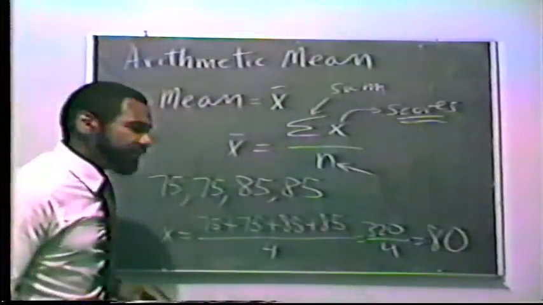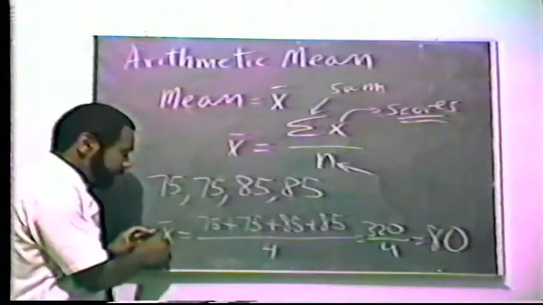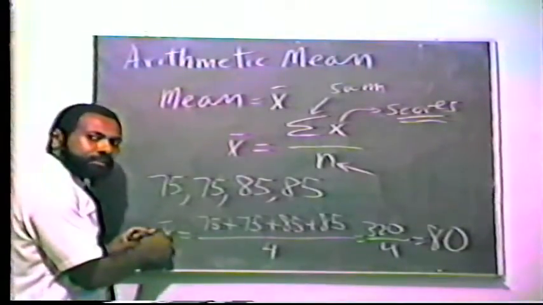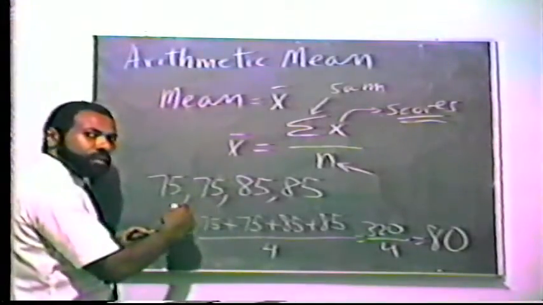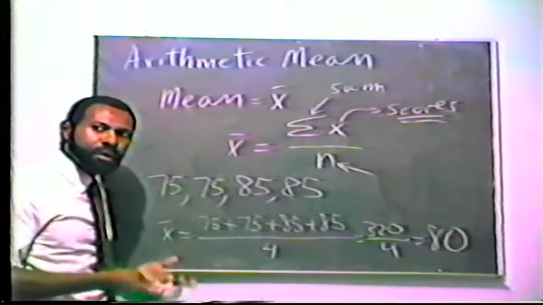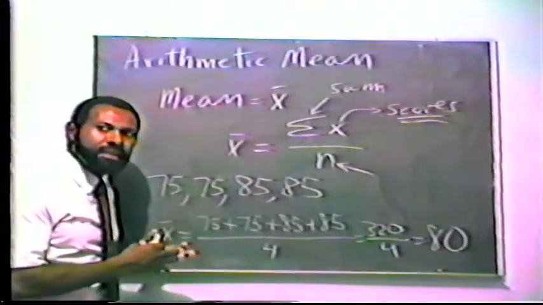This tells us that the average score, or the mean, this is x bar here, by the way, not just plain x, but x bar. This tells us that the mean of this sample, the arithmetic mean, is 80. That's what we call the average score. It's a type of average, just like the median and the mode.